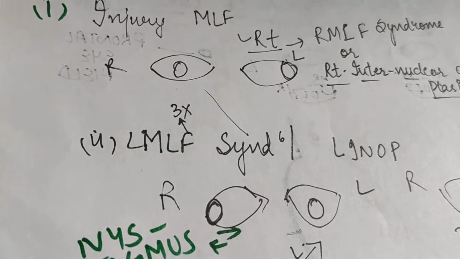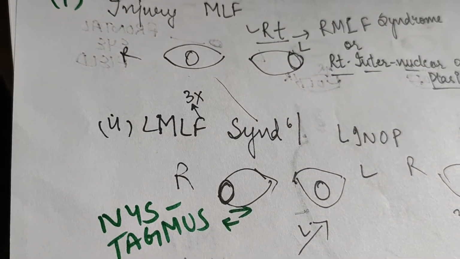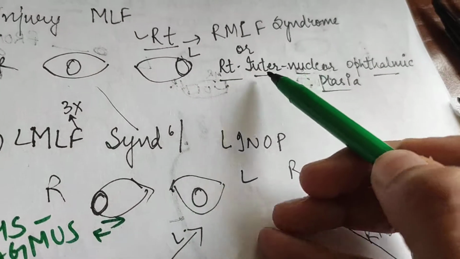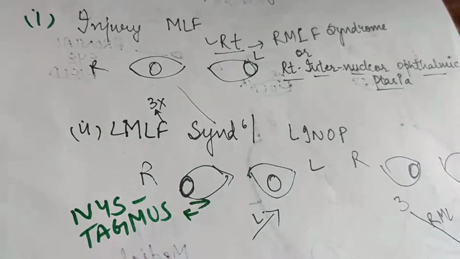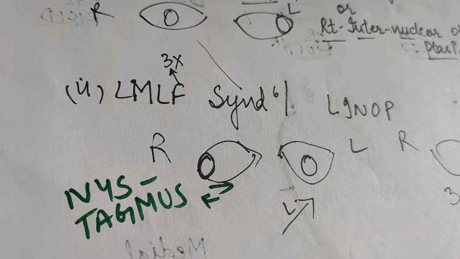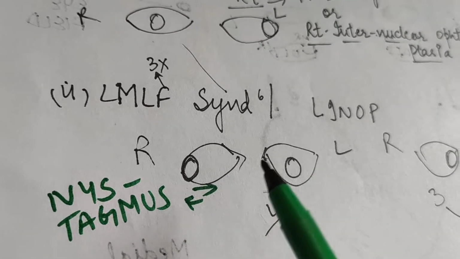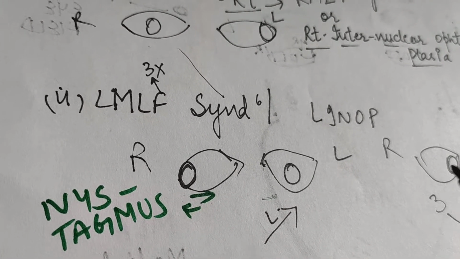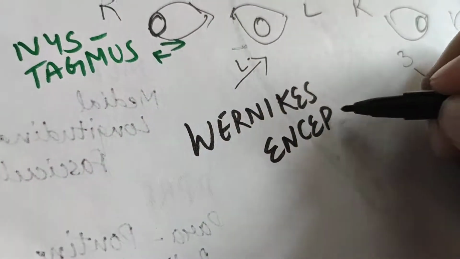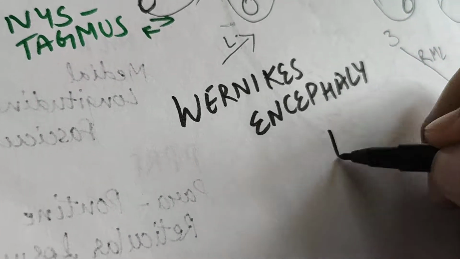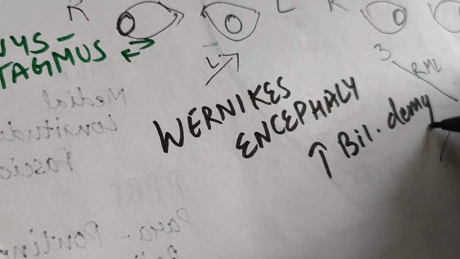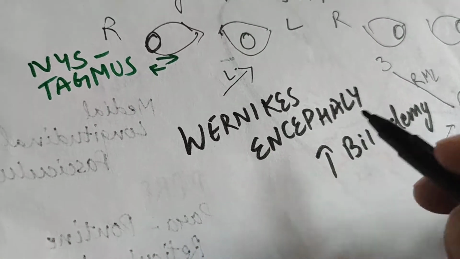In bilateral lesions, that is bilateral internuclear ophthalmoplegia, if both are involved, that is caused by a larger stroke or bilateral demyelination. Bilateral demyelination can also happen in Wernicke's encephalopathy.